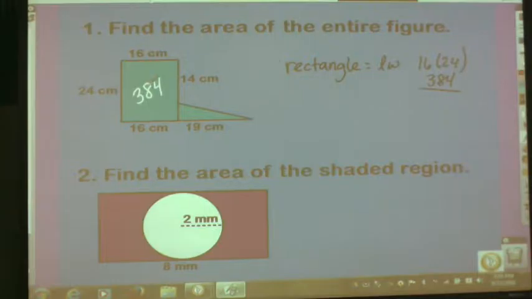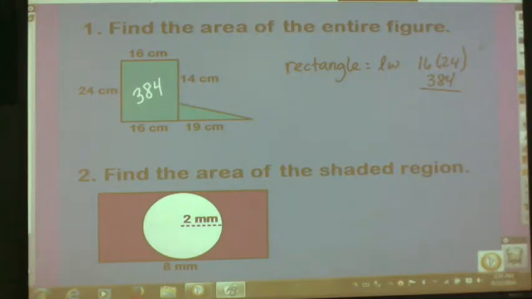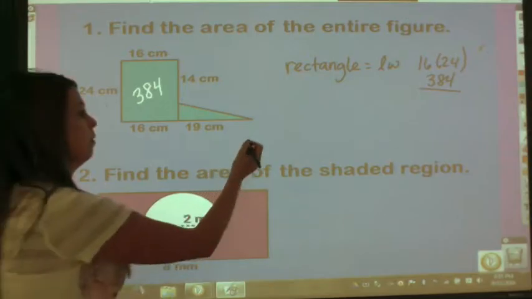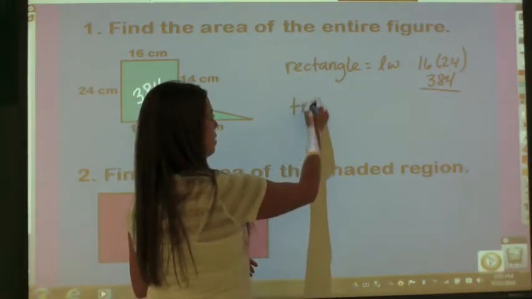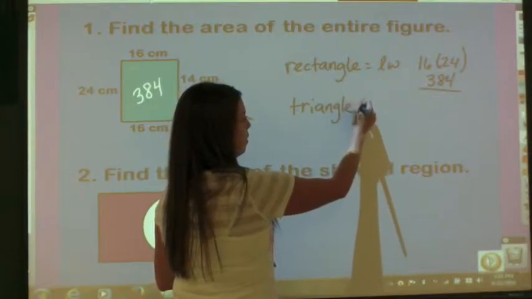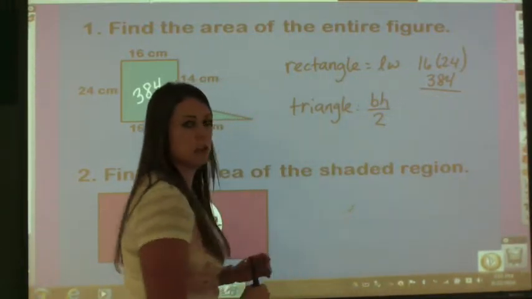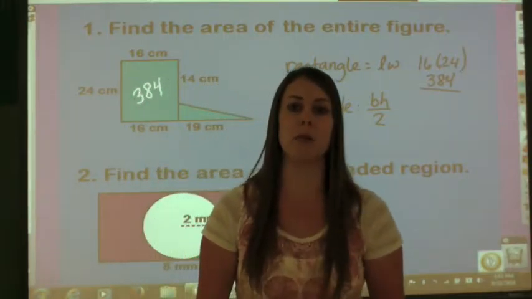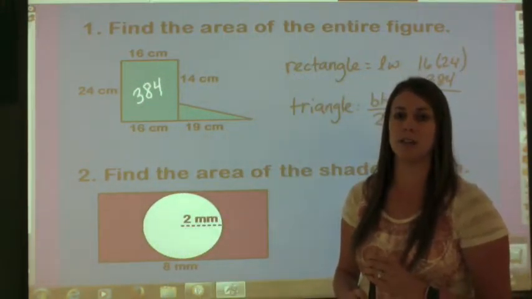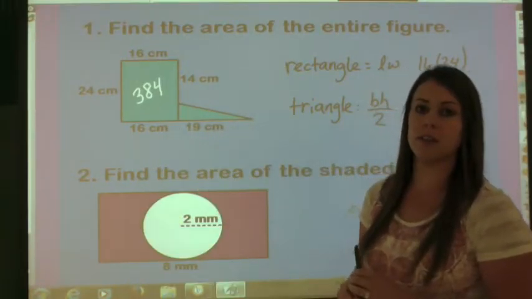And then we need to find the area of the triangle. We know from a long time ago the area of a triangle is base times height divided by 2. So I'm going to write down triangle is base times height divided by 2. So here's the tricky part. We need to figure out what is the base of the triangle. The base of the triangle is right here. It's wherever the right angle is.